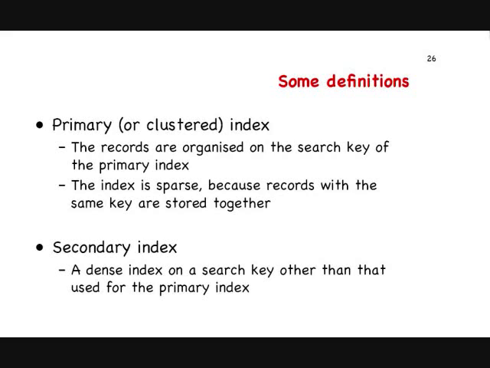The other term for a primary index is a clustered index. Now the index for the primary index, or cluster index, is sparse because all our records with the same key are stored together. We know that the thing is organised in key order, so all we need to do is to have enough pointers over here to work out which bit to go to, which page to go to.